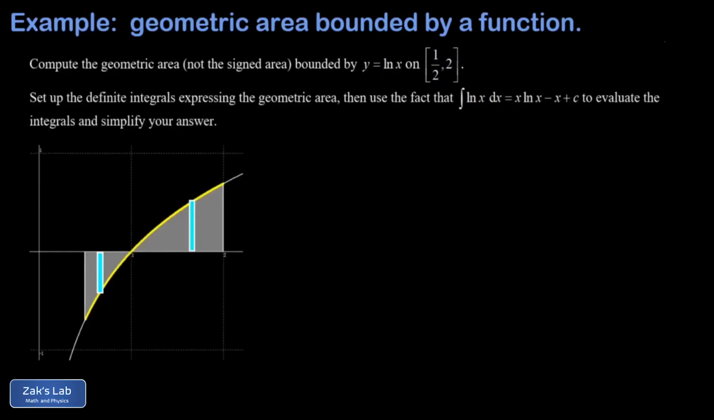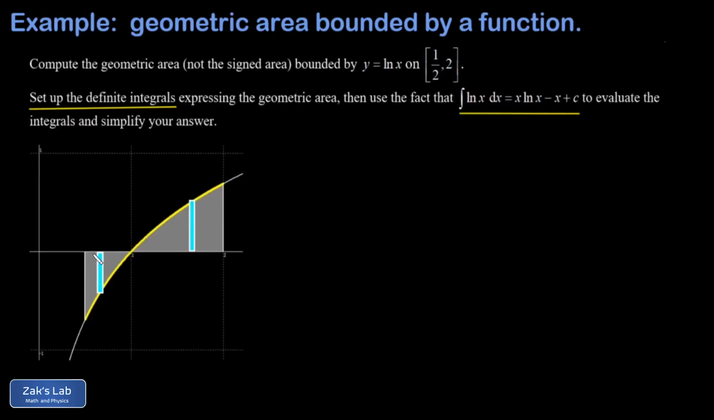In this video, we're asked to compute the geometric area bounded by the natural log function on the interval 1/2 to 2. The distinction between geometric area and signed area is that area below the x-axis has to count as positive if we're talking about the geometric area. We're asked to set up the definite integrals that express the geometric area, and then we're given a really nice hint. We're told what the antiderivative of the natural log function is.